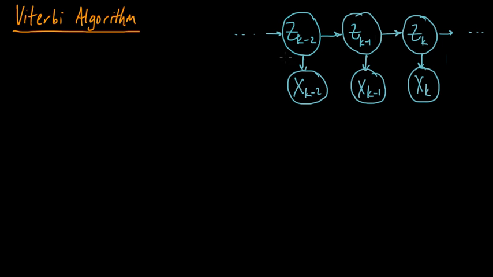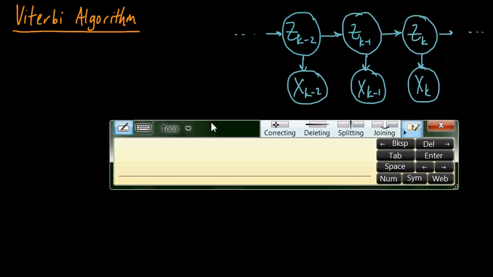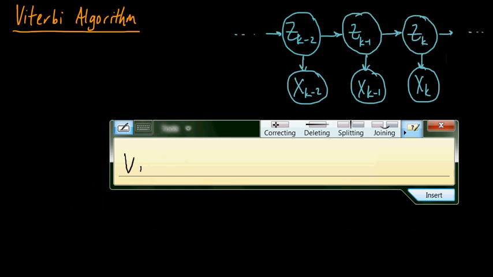And to illustrate why this is useful, just a sort of illustration here. I don't know if they use hidden Markov models in this handwriting recognition application, but Viterbi, oh, and it fixed it. Algorithm.